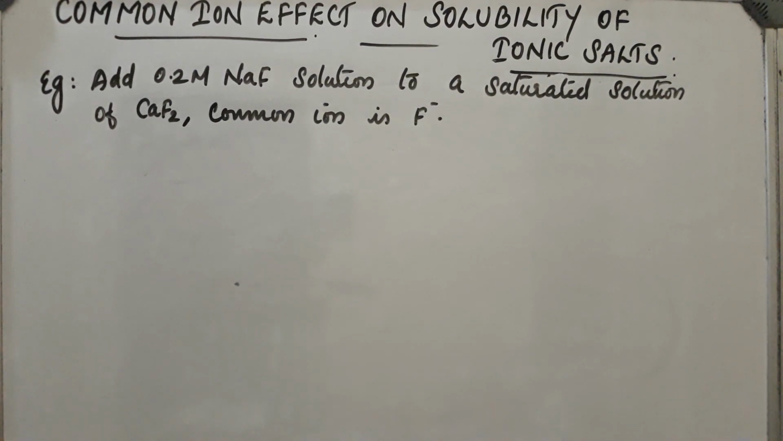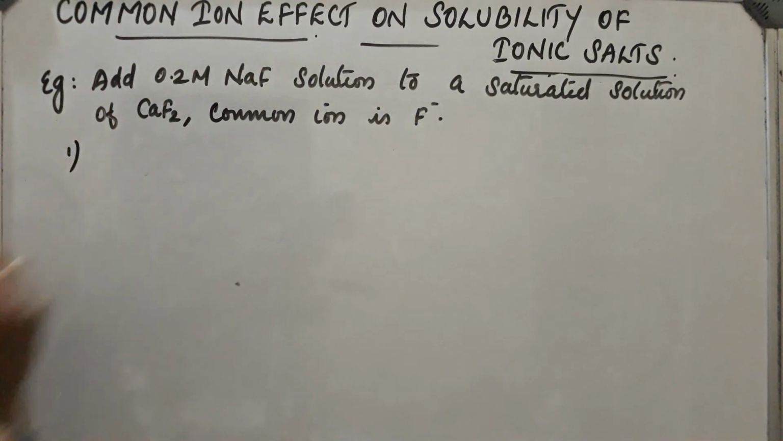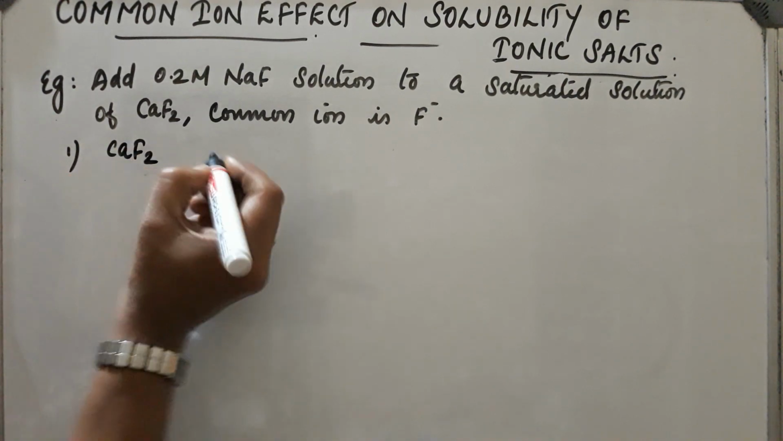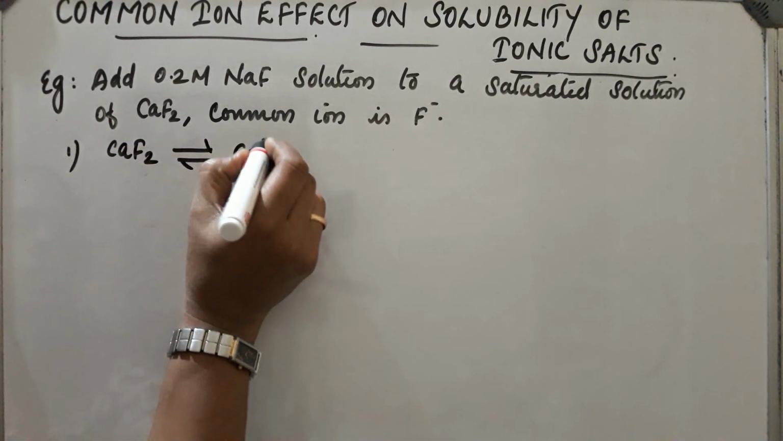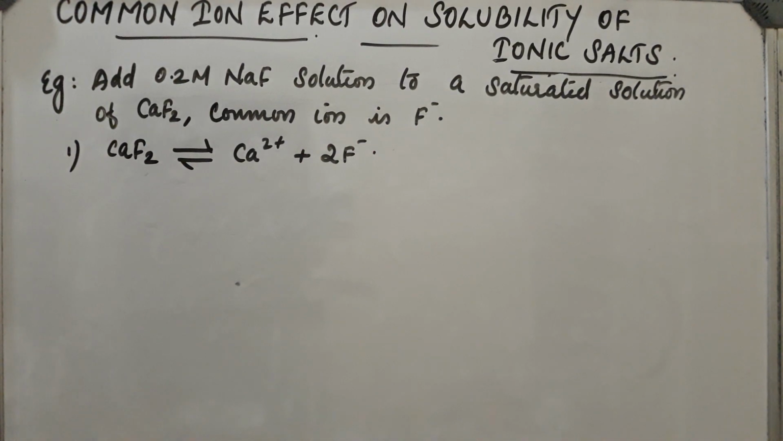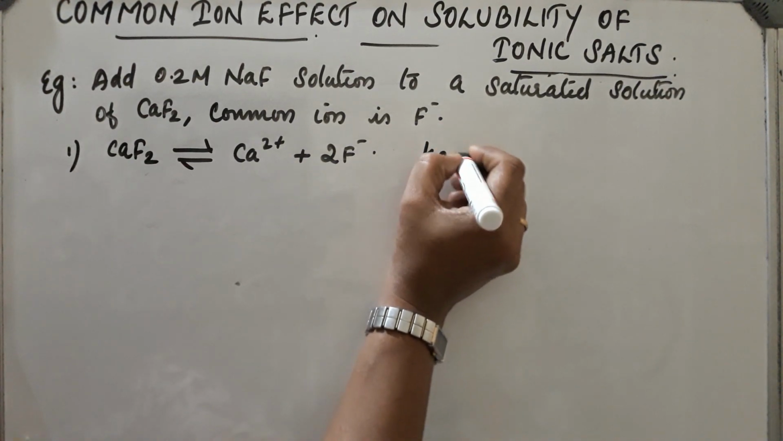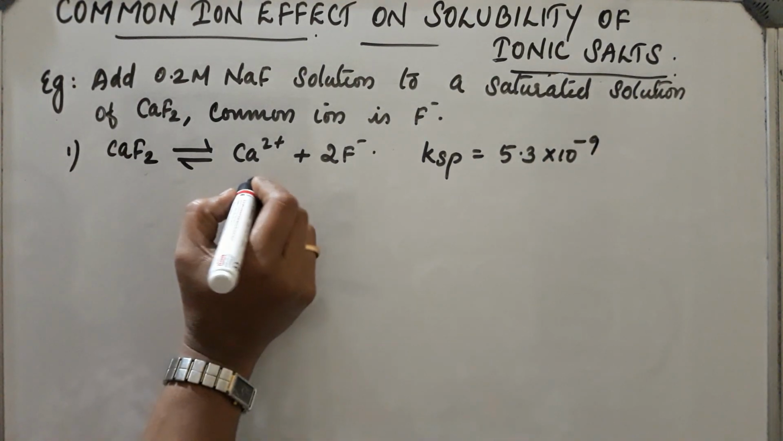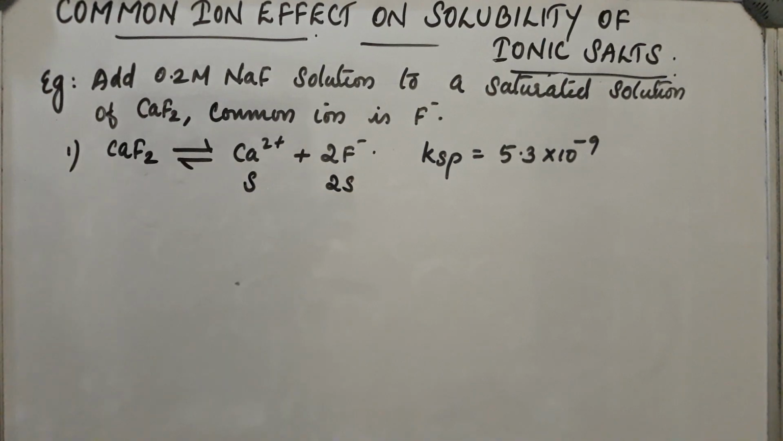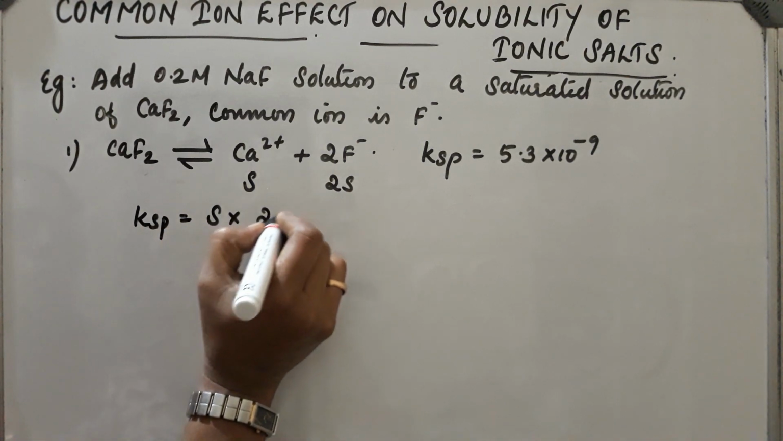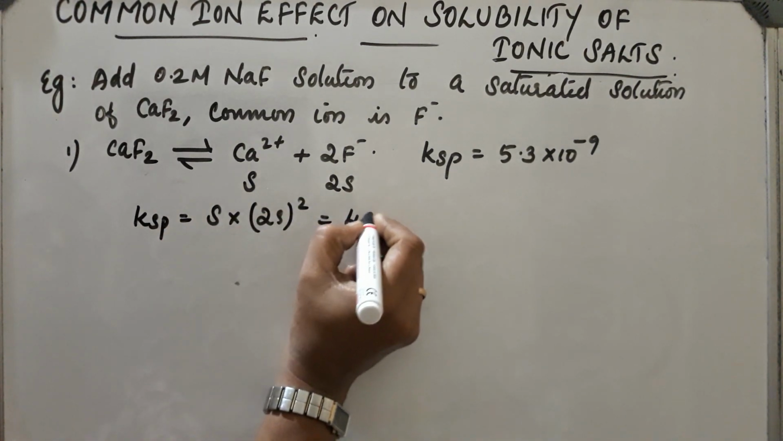First consider the reaction without adding NaF. The equilibrium will be CaF2 gives Ca2+ plus 2F minus. This is a saturated solution of CaF2, and Ksp is 5.3 into 10 raised to minus 9. The solubilities are S and 2S, so the solubility product Ksp equals S into (2S) whole square, which is 4S cube.